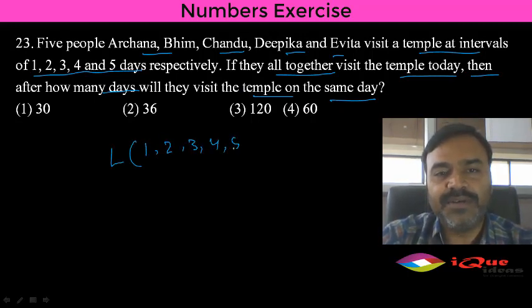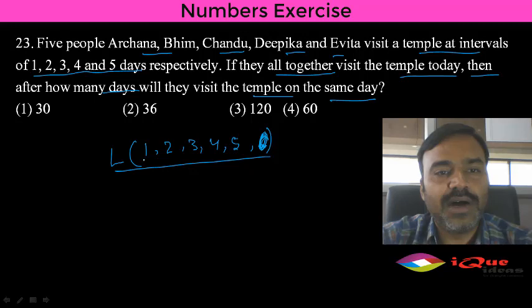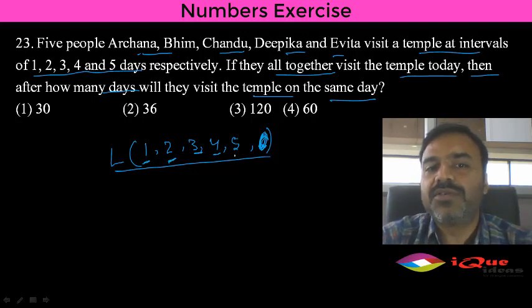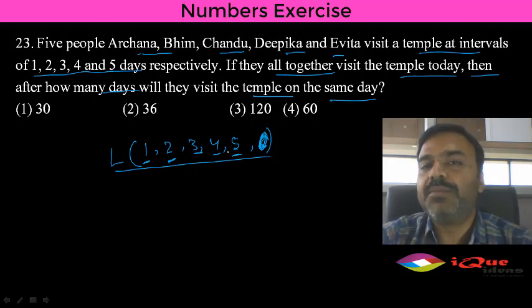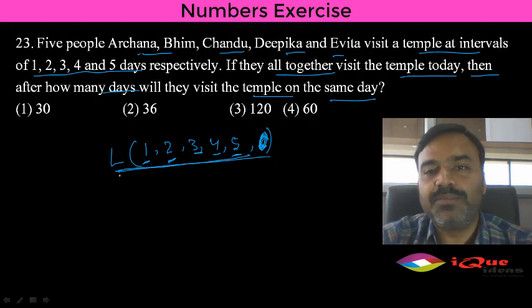The repetition will happen when everybody comes as per their interval. So for example, Archana will come at a multiple of 1. Bhim will come after multiples of 2 days. Chandu will come after multiples of 3 days. Deepika will come after multiples of 4 days. Evita will come after multiples of 5 days. So when it is a multiple of all of them, that means LCM, they will come together again.